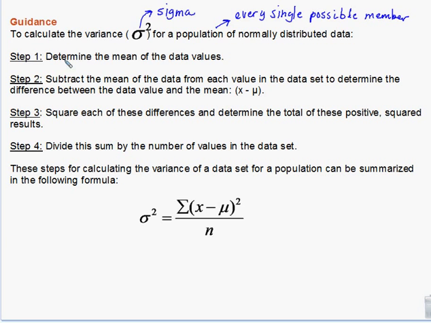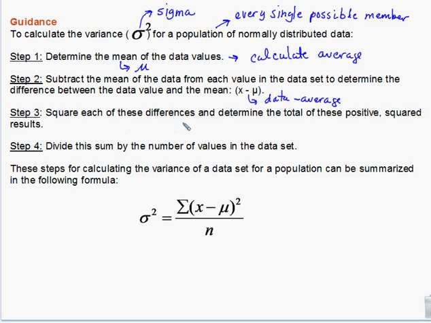First we determine the mean of the data values. This is calculating the average. And then we subtract the mean from each piece of data. When we're talking about the average of a population, we use this letter here, which is the Greek letter mu. So this is data minus average, and that, again, is a population.